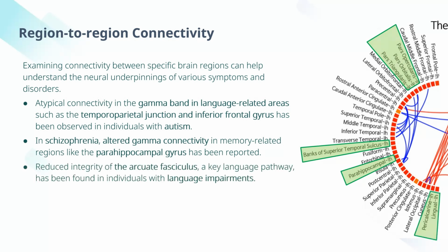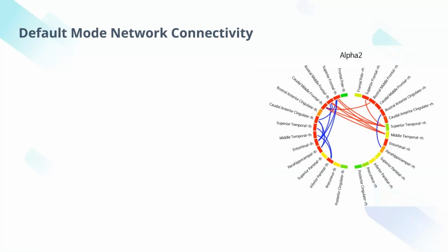And some studies have found that reduced integrity in the connections of the arcuate fasciculus has been found in individuals with language impairments. So that's the region to region. We're talking about very specific areas, what they do, and then how that altered connectivity might be affecting the brain. Next, we'll zoom out and just look at specific networks.